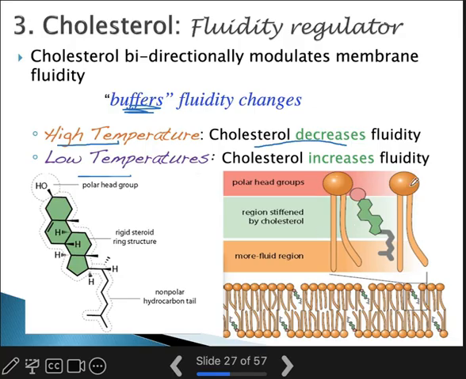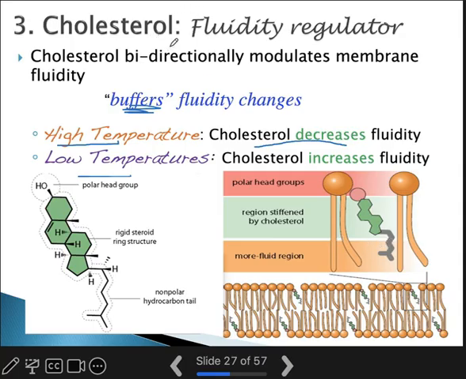And that means that the membrane will be much more fluid. But if it's really hot and these guys are bouncing around because of the energy and the temperature of the environment, then this cholesterol helps to minimize their movement. So it would be decreasing the fluidity at that point. So that's what's great about cholesterol.